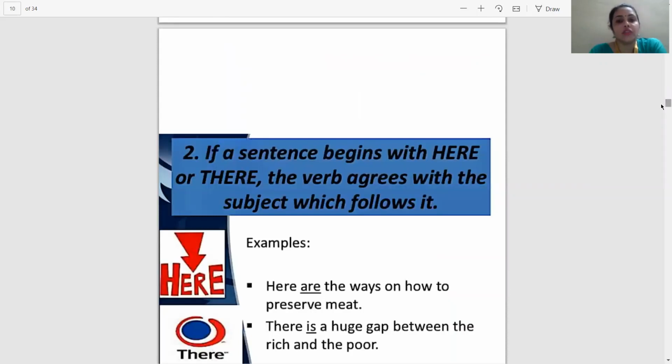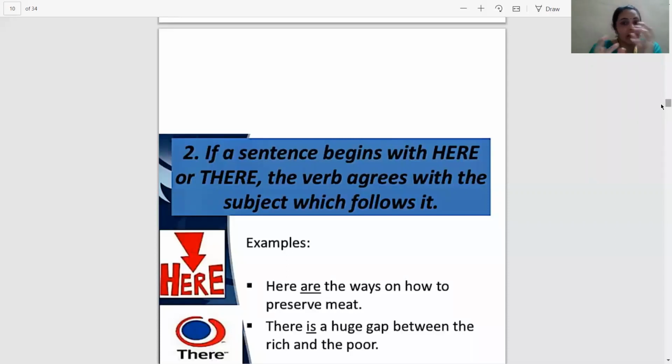Yes. The next rule. What does the next rule say? If a sentence begins with here or there. I hope you know the difference between here and there. Here means we talk about something which is near to us, and there means something which is far away. So if a sentence begins with here or there, the verb agrees with the subject which follows it.